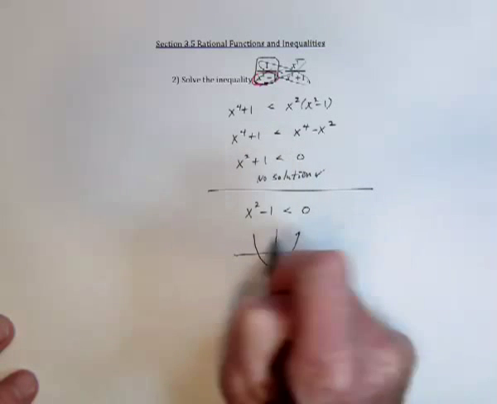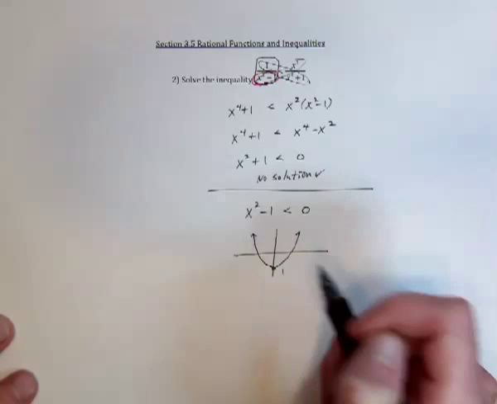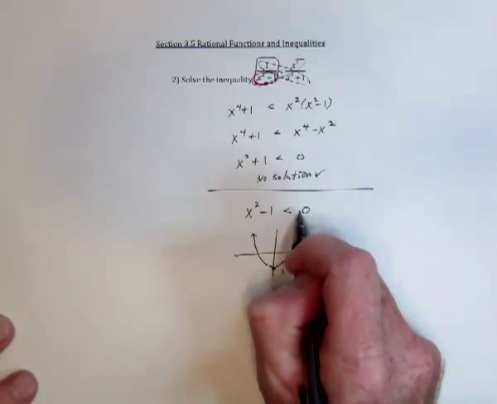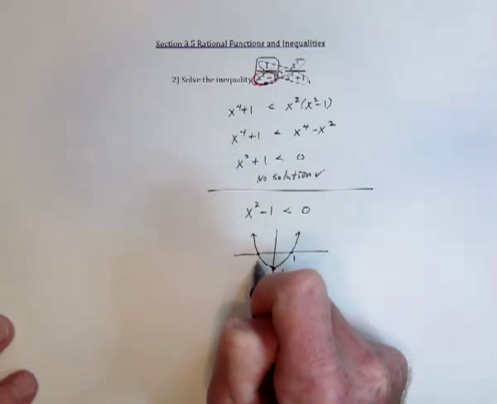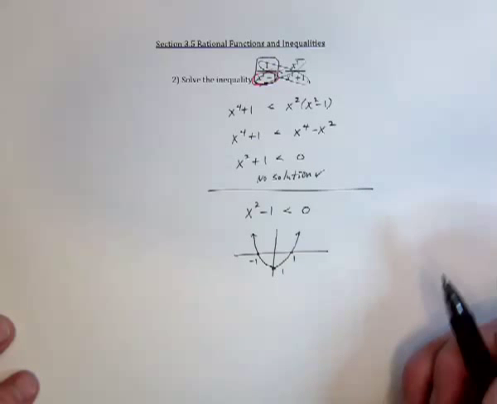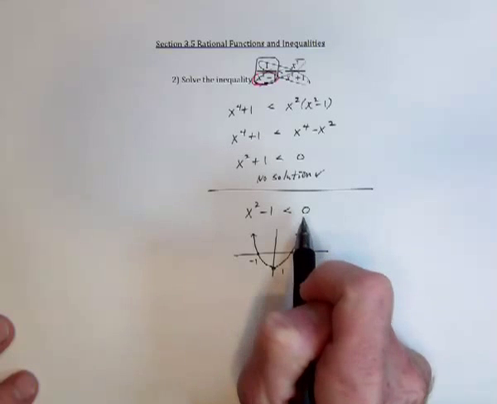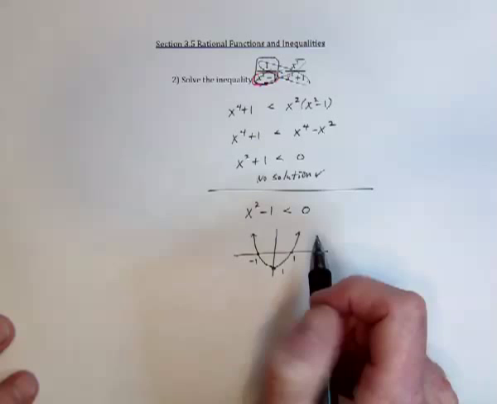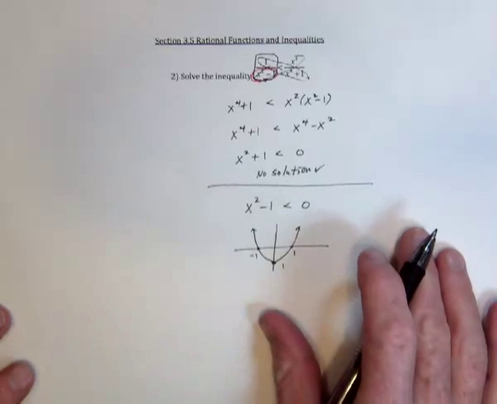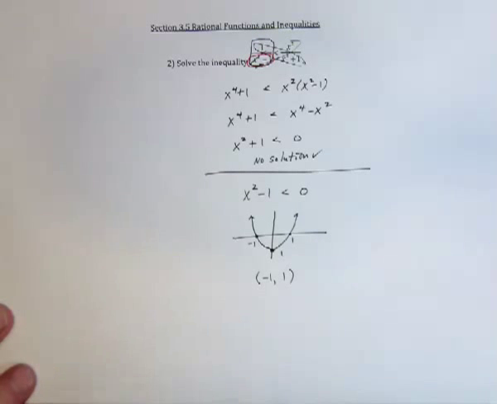And then if I were to find the x-intercepts, solving for x, I would move this over, take the square root, and get plus or minus 1. And then the question is saying, well, when is this parabola below the x-axis? Well, that's in this area down here, between negative 1 and positive 1. So we'd have between negative 1 and positive 1, the parabola is below the x-axis.